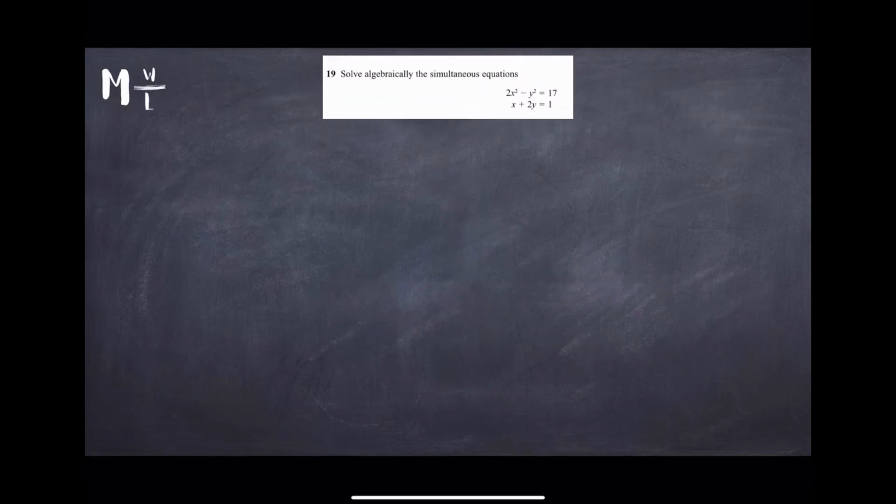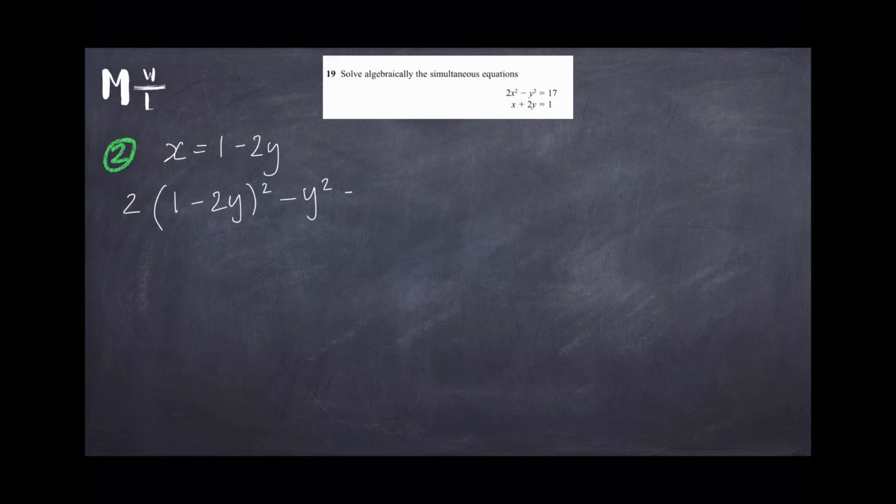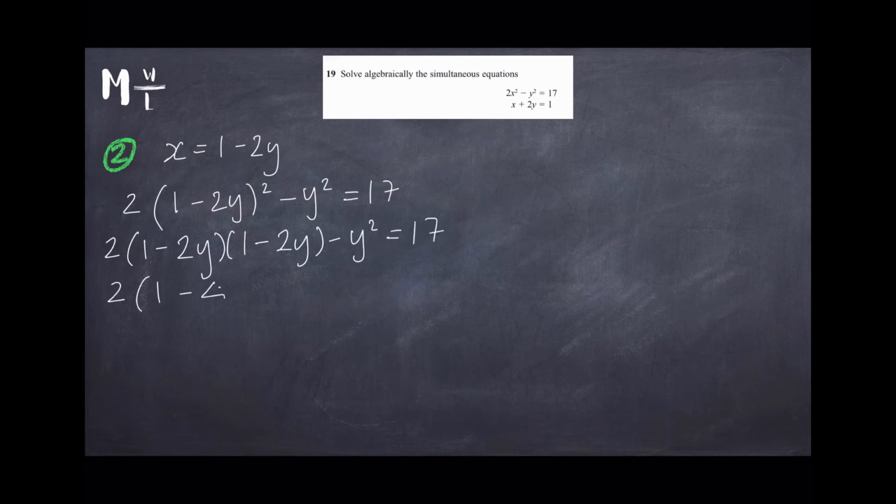Next up, we've got a more tricky version of nonlinear simultaneous equations. So you'll see the first one there, 2x squared minus y squared, has got squared terms. We'll start by rearranging the second equation to get x is equal to 1 minus 2y. Subbing this into the first equation, we can eliminate x, and we're left with 2 multiplied by 1 minus 2y all squared minus y squared is equal to 17.